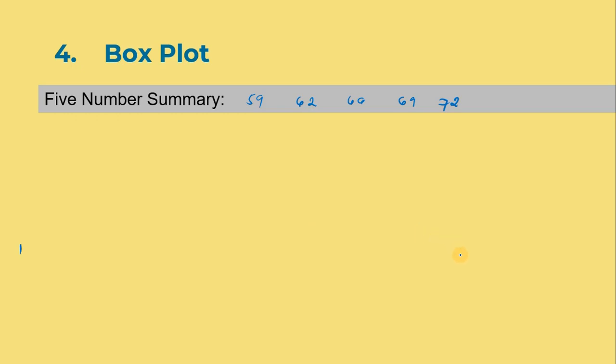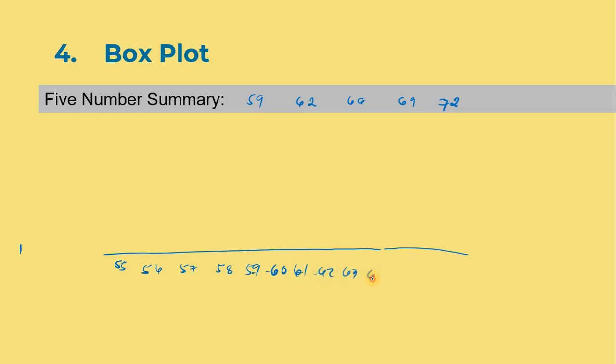And what you do is draw a number line. And then the values, for example, you start here: 55, 56, 57, 58, 59, so on. That's 60, 61, 62, 63, 64, 65, 66, 67, 68, 69, and so on. You reach 72, which is your largest value. Yeah, it can go up to 75.